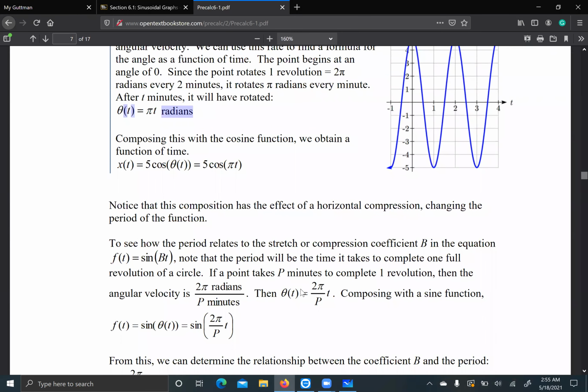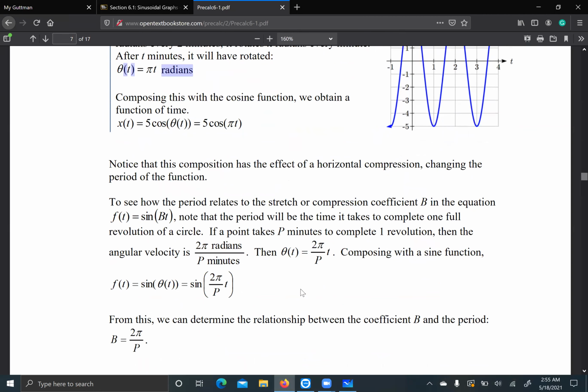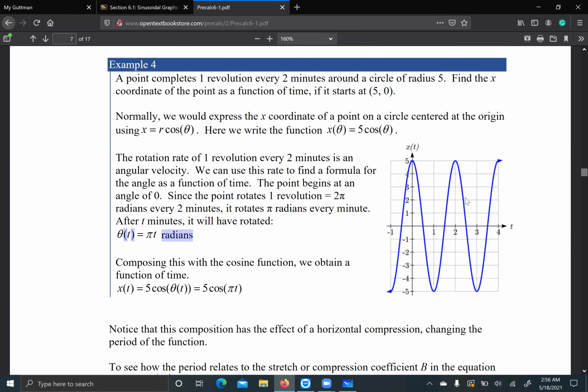Here we can discuss the period, because look what happened. This is the graph. As you can see, this is a cosine graph, a transformation of the cosine graph. First of all, there is a stretch by 5, because it's multiplied by 5. Amplitude is 5. Midline is still the x-axis, but the period is different. Now there is a new period here. For t, because t is time, we draw the graph based on time, not angle. The period is 2 minutes.